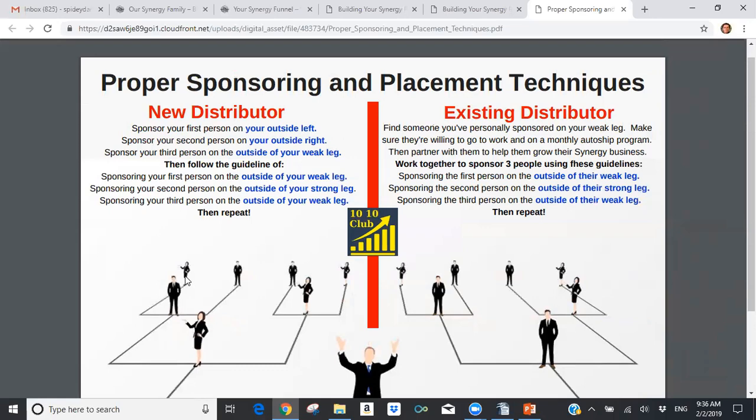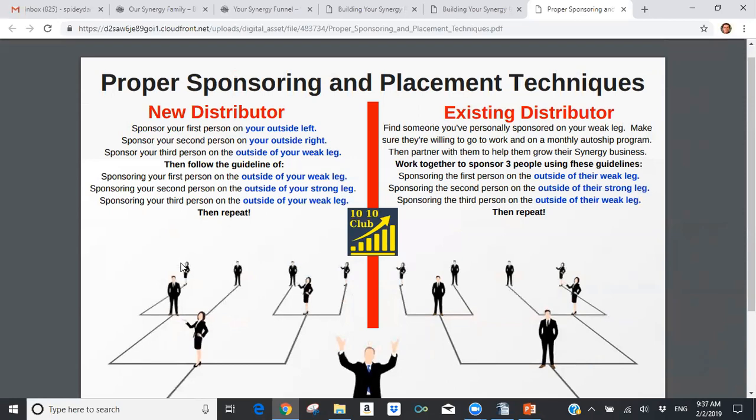I want to help you significantly grow your Synergy business. So what I want to do, Sue, is I'm in the process of sponsoring people. You're sponsoring people, but let's harness what we're doing. The people that you sponsor are still the people that you're going to sponsor. The ones that I sponsor are going to be people that I sponsor, but I want to use this proper sponsoring and placement technique so that under you, as I sponsor someone, I'll go in and check your volumes, and then I'll place my individual, my first one, on the outside of your weak leg.